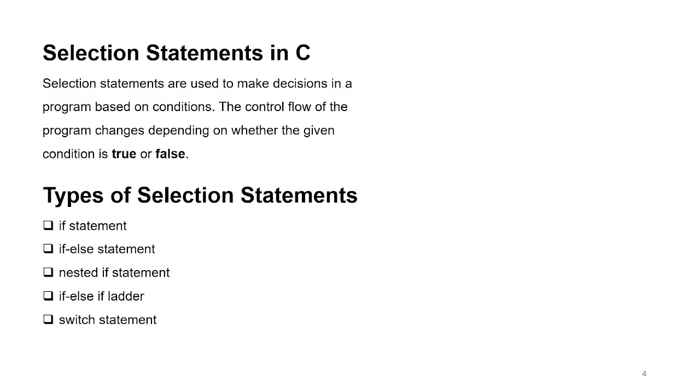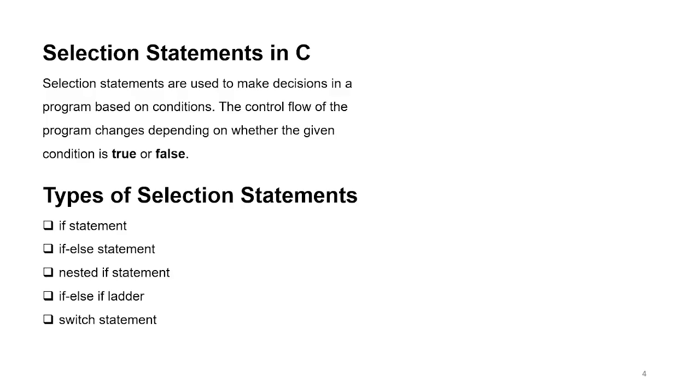After that, selection statement. Let's read it out. Selection statements are used to make decisions in a program based on conditions. Based on some conditions we are selecting something among some given things, that is, which thing you have to choose or which output you have to give in a program. The control flow of the program changes depending on whether the given condition is true or false.